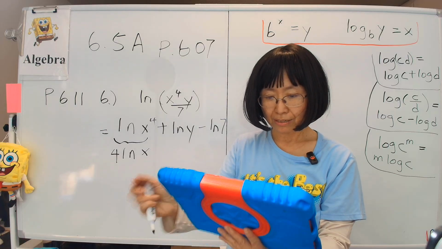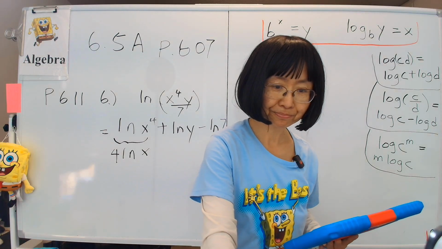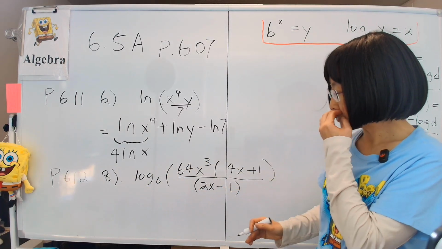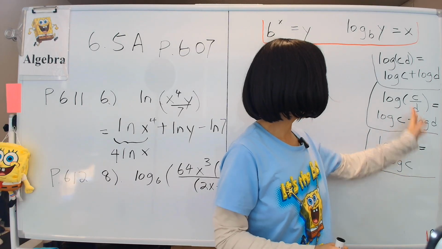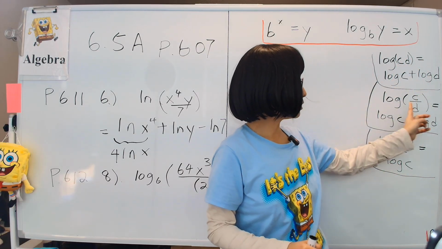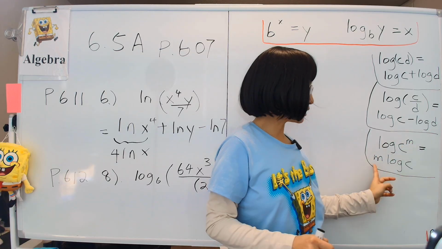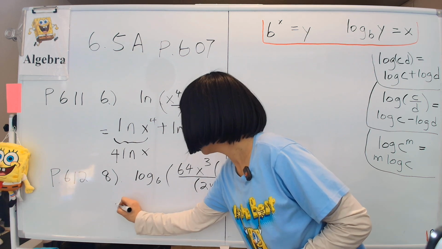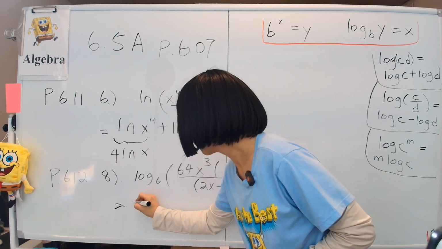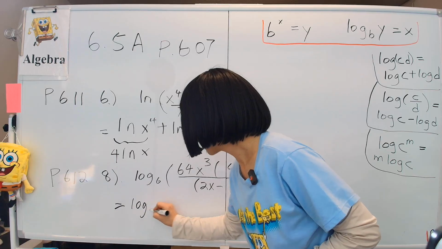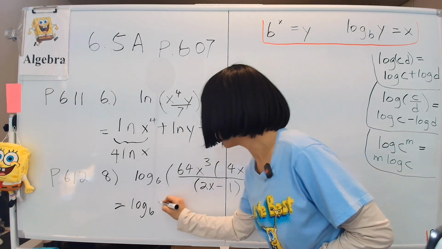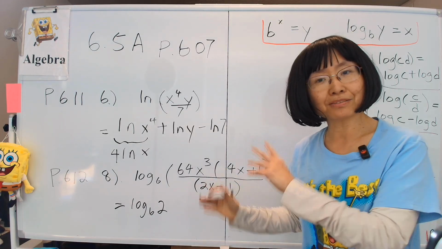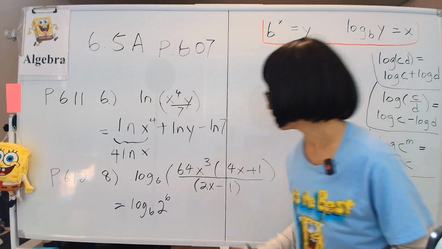Next, let's do example 8. So I have example 8 on page 612 written down here. Well, we will simply do what we did before. Multiplication becomes addition, division becomes subtraction, and the power gets kicked to the front. Knowing that, this will be equal to, one thing at a time, first we'll deal with 64. So that will be log base 6. What's 64? 64 is 8 times 8, so it's 2 to the power 3 times 2 to the power 3. So it should be 2 to the power 6. And we'll kick it over later.